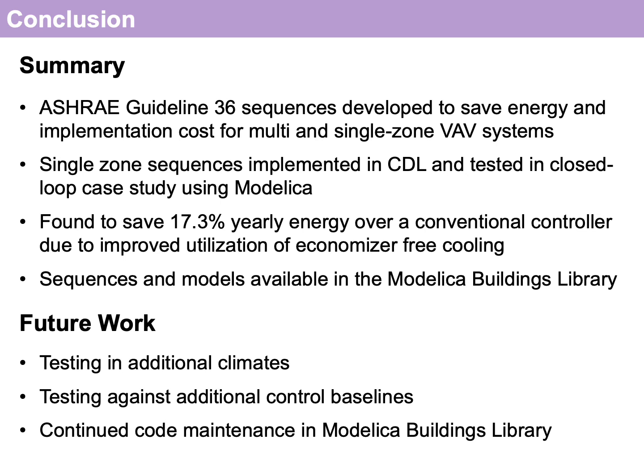So in summary, ASHRAE Guideline 36 sequences were developed to save energy and also implementation costs for both multi and single zone VAV systems. In this paper, we implemented those single zone sequences in CDL and tested them in a closed loop case study using a Modelica simulation model. And we found for this specific test case that we saved about 17% energy over a conventional controller, really due to the improved utilization of economizer free cooling. So these sequences and models are available in the Modelica Buildings library, and future work really entails testing in additional climates, testing against additional control baselines, and continued code maintenance in the Modelica Buildings library.